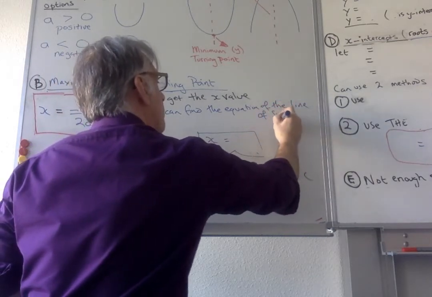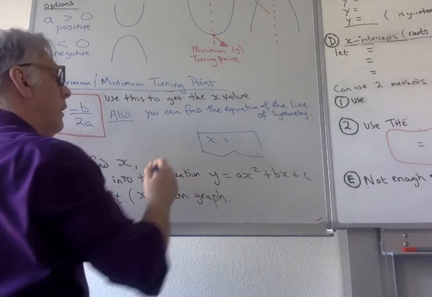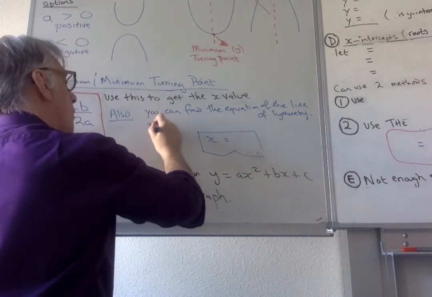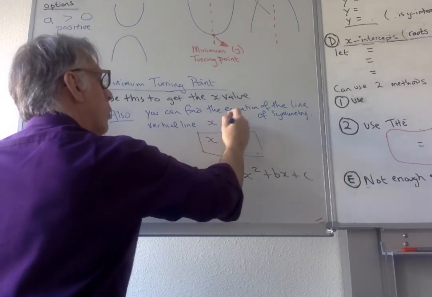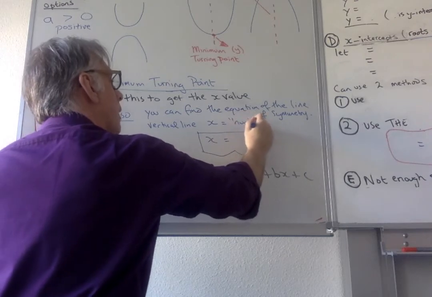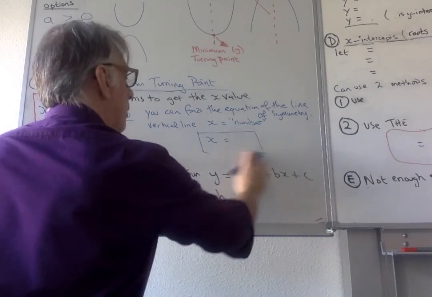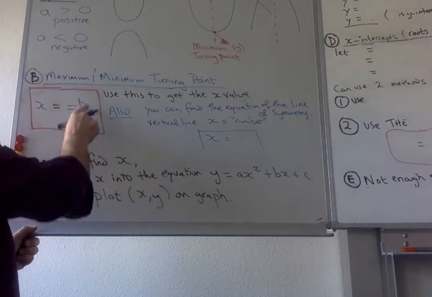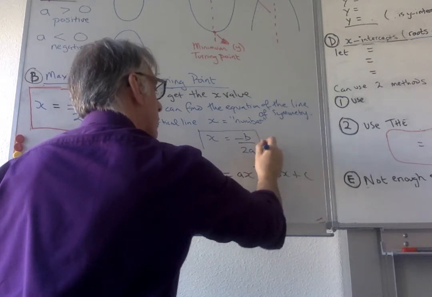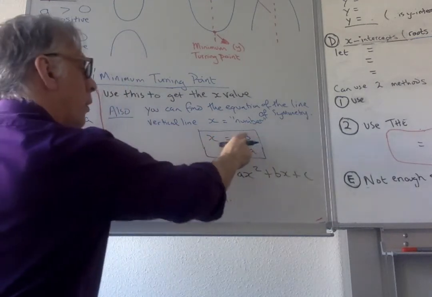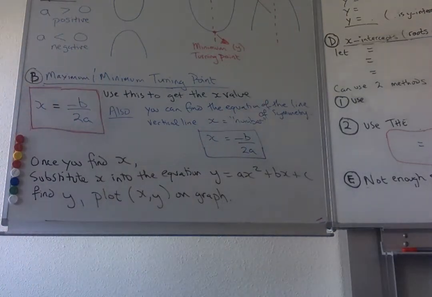And as you see, it is a vertical line, and it has an undefined slope. And when we were studying linear equations, we know that if we've got a vertical line, the equation is going to be x equals some number, the number being where it cuts the x-axis. So if you look at this, it's going to tell us which number it's cutting the x-axis. So x equals whatever that number is. This is also the equation for the line of symmetry.